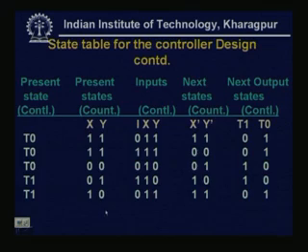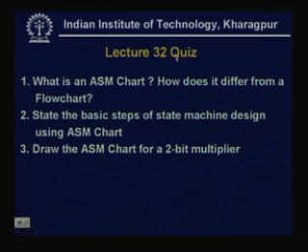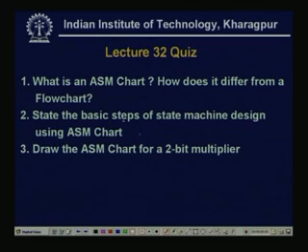Now you see today's lecture quiz, the lecture 32 quiz. Mainly today we have read the algorithmic state machine chart for designing the digital systems. So what is an ASM chart? How does it differ from a normal flowchart? Here the flowchart means a normal flowchart, or normally the flowchart for the software. Then state the basic steps of state machine design using the ASM chart. And today we have discussed the design of a 2-bit counter, and similarly we can design any machine, say a modulo 8 counter or 3-bit counter, and quiz 3 is draw the ASM chart for a 2-bit multiplier.